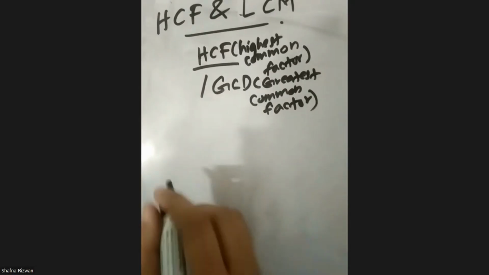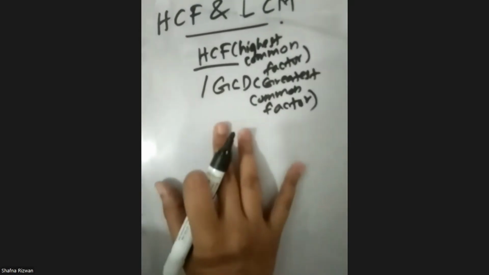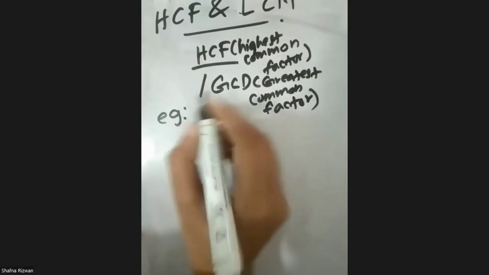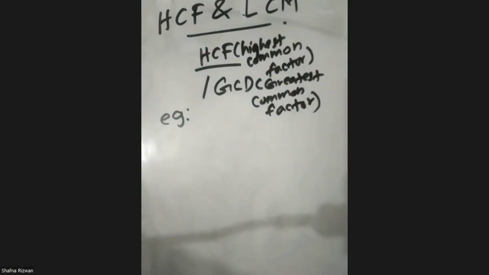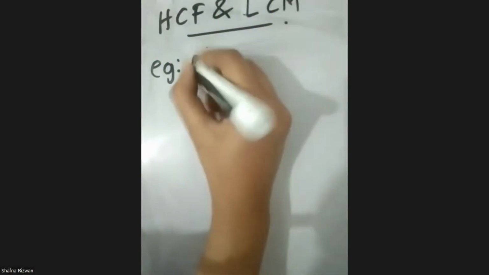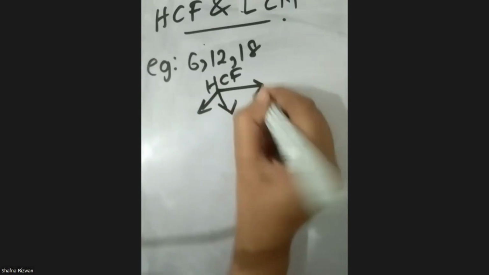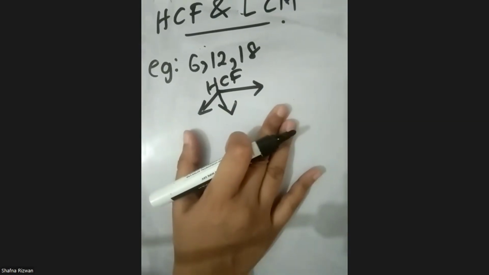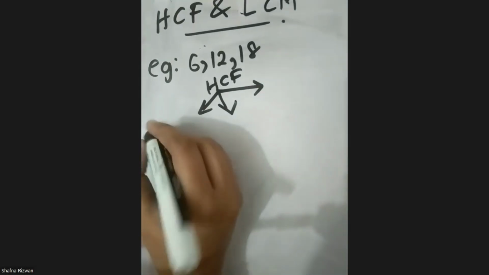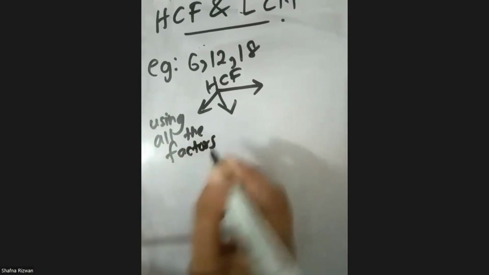Now if you take highest common factor, you all know about factors, am I right? Yes. So for an example, I am taking the numbers 6, 12 and 18. If you want to find HCF, always remember that we have three methods by which we can find the highest common factor of any number. The first method is by using all the factors.